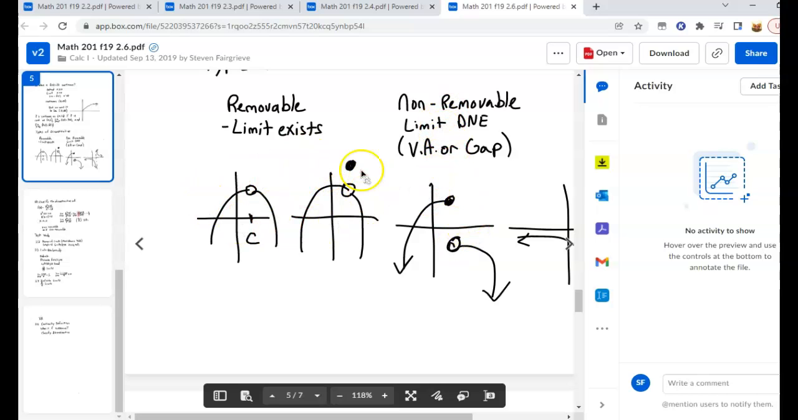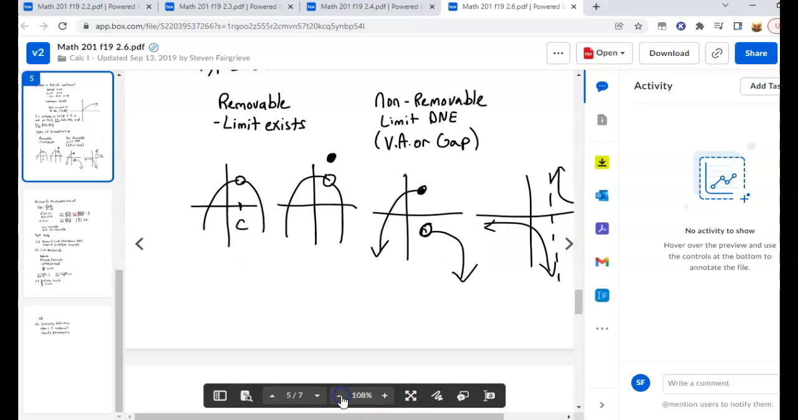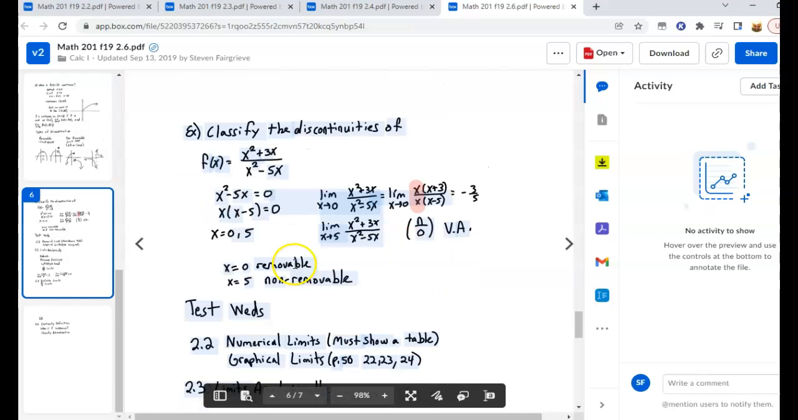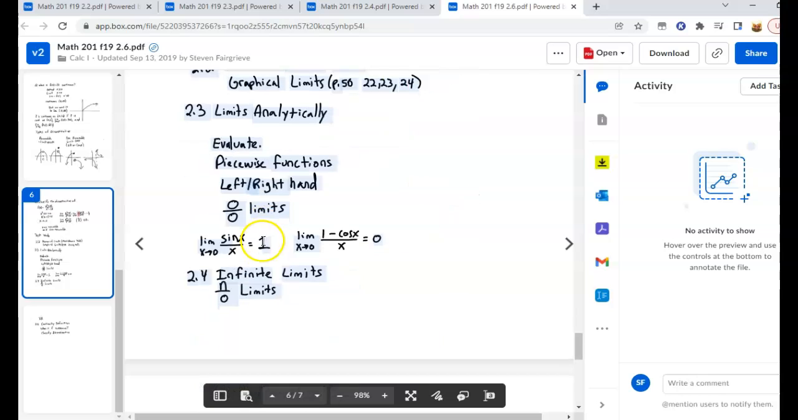But if we have a limit at that discontinuity point, either a hole or the function being defined differently, then that's called a removable discontinuity. If we have a vertical asymptote, or if it's a piecewise function where it switches from one to another, then it's a non-removable discontinuity. Okay, so that's our exam.